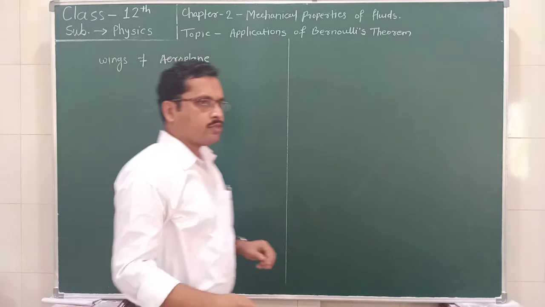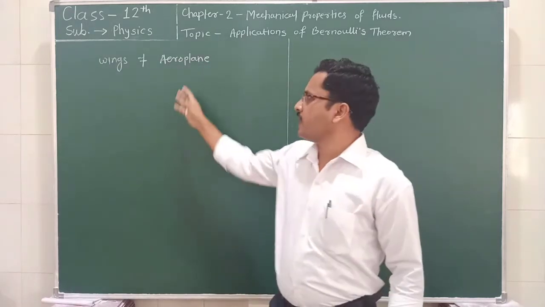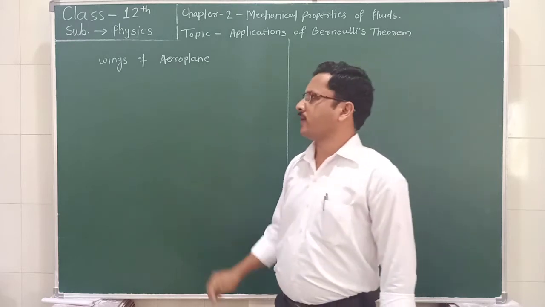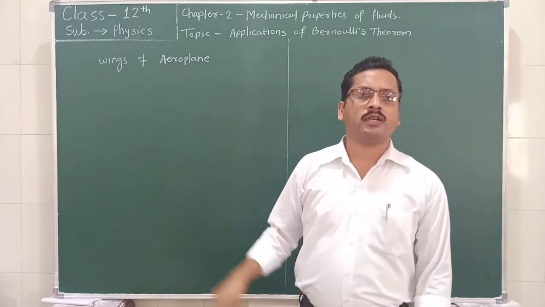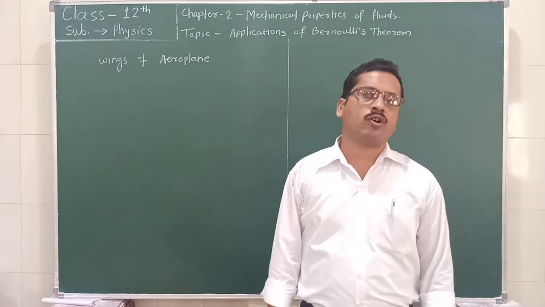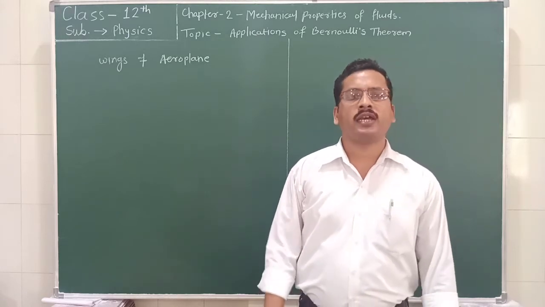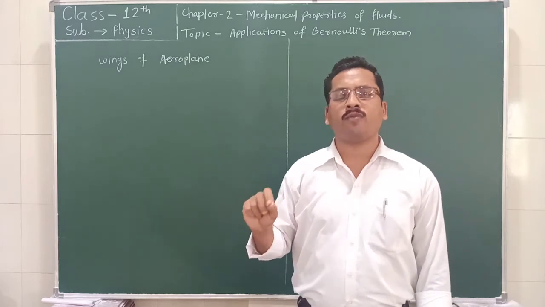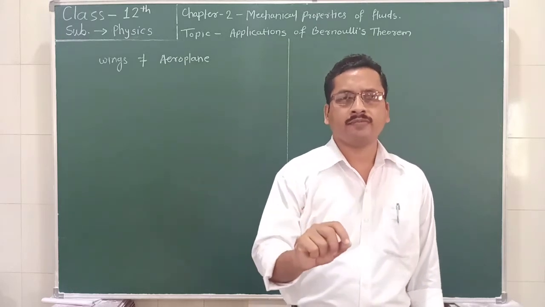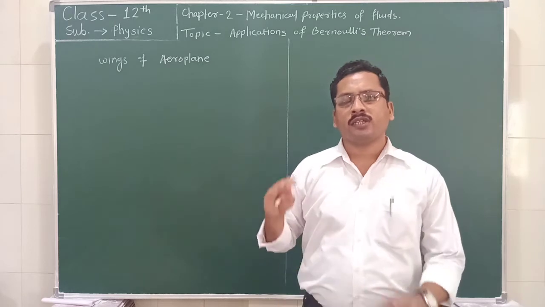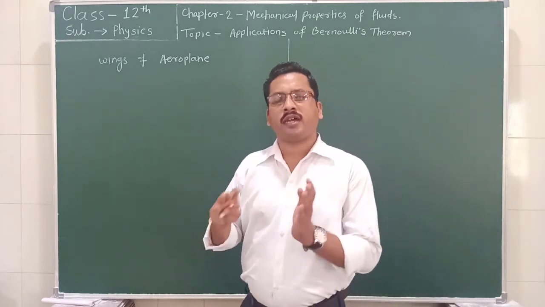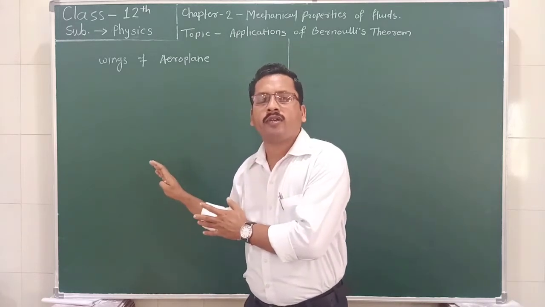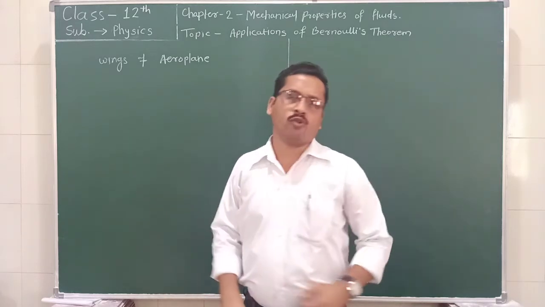Now, how does this Bernoulli's principle work in the aeroplane, in the taking off of the aeroplane? If we observe the shape of the wings of the aeroplane carefully, the wings are of a particular design, so that the air is crowded over the upper part of the wing more than the lower part.